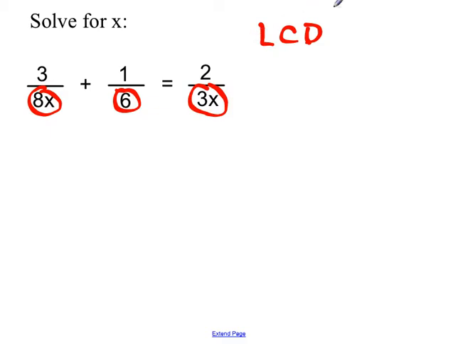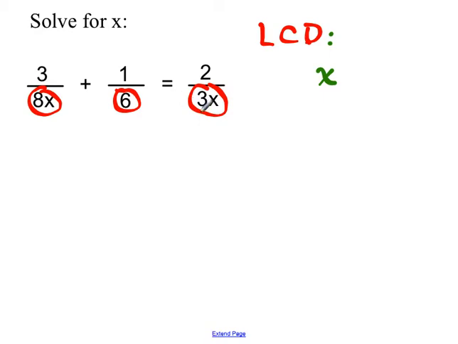So if we think about those three terms, 3x, 8x, and 6, the least common denominator is going to contain an x, because at least one of them does. As a matter of fact, two of the terms have an x in them, so the least common denominator is also going to contain an x.